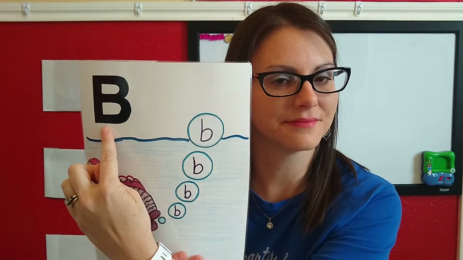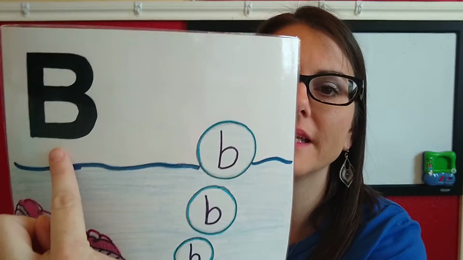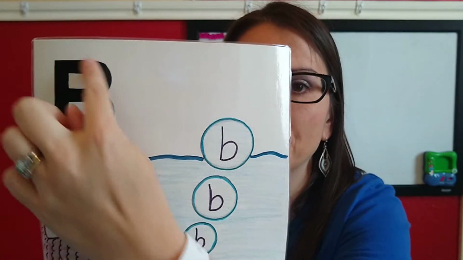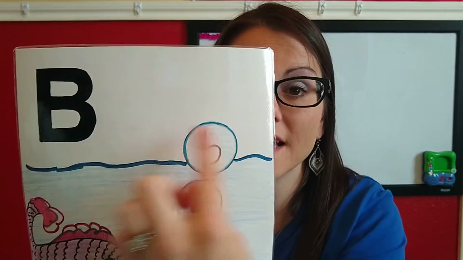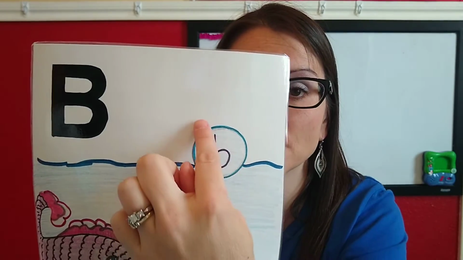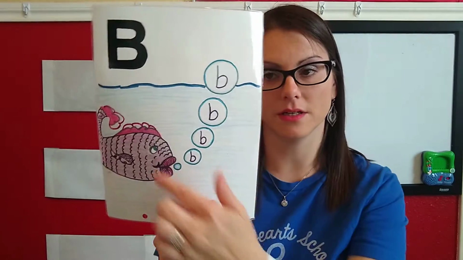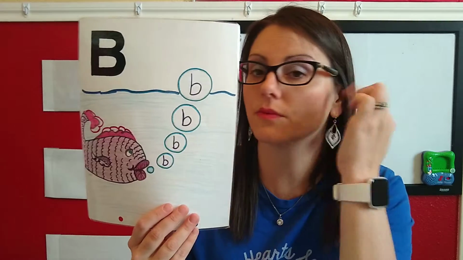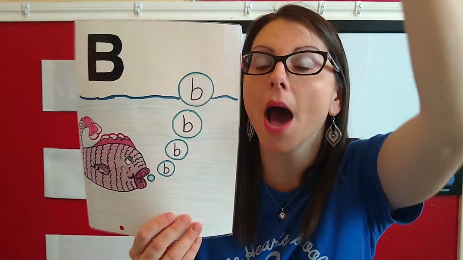Okay, our next sound card is the letter B. Now look at my capital B and my lowercase b. They both have a stick and a bubble on top and a bubble on bottom. This one looks just like it except it's missing that top bubble. So stick, bubble on the bottom, b. Now look, our fish is making bubbles. So that helps us remember the sound. So B says b, b, b, b, b.